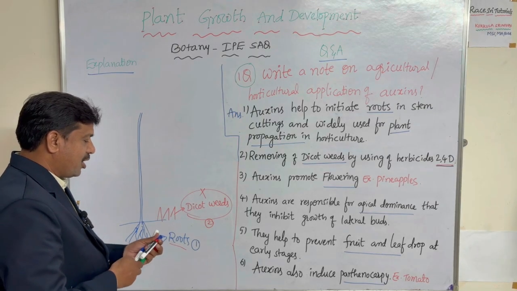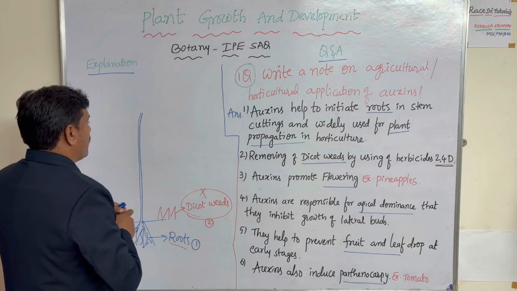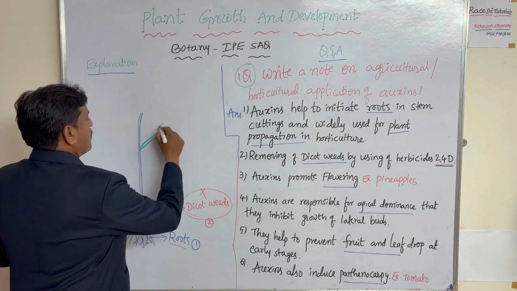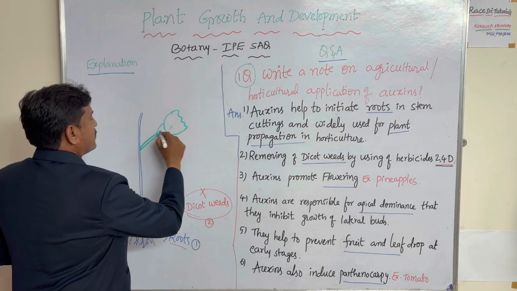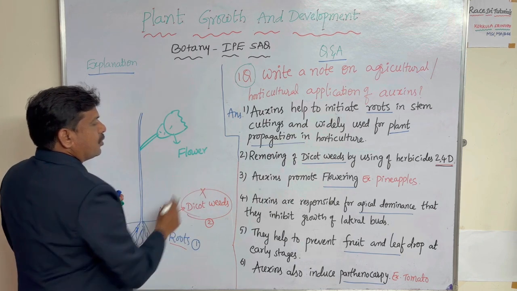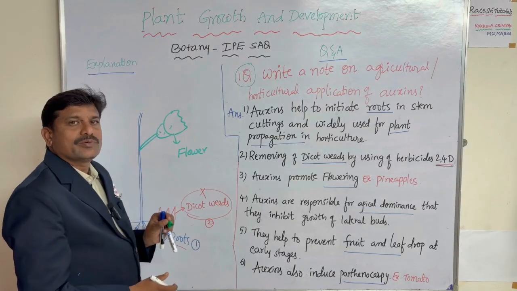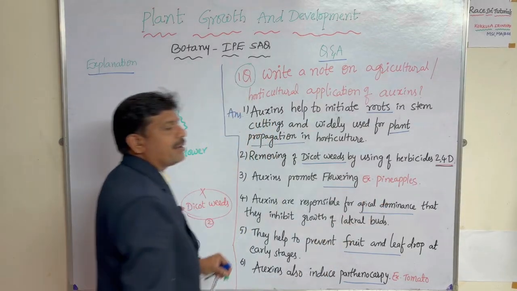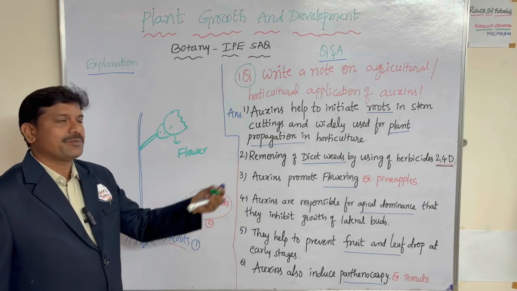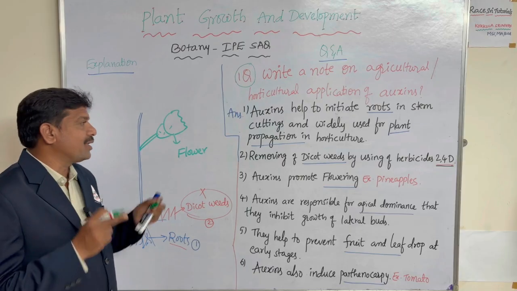Next, the third. How will you catch it? I am drawing a flower. You will take any one flower. This is the flower. So the flower is the third point: auxin is very useful to promote flowering. The best example is pineapple. This is another flower, but you will catch it for the pineapple purpose.